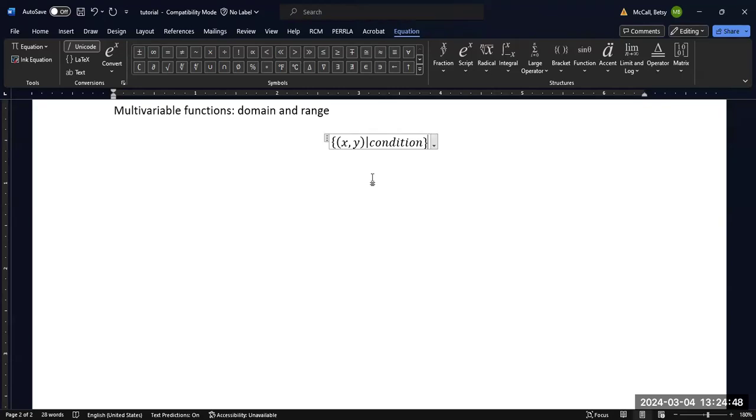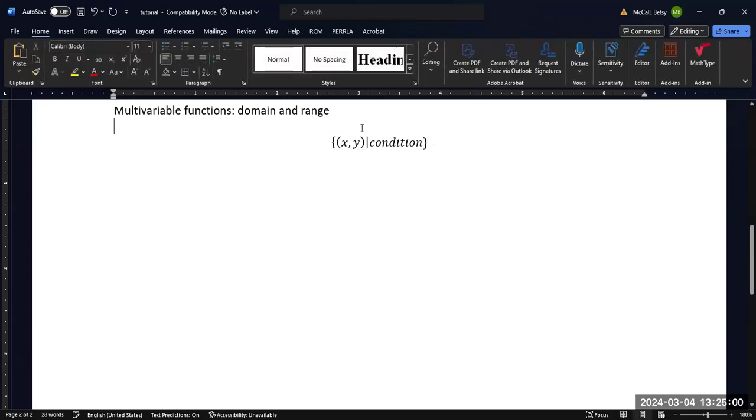If there are multiple conditions, maybe a condition on x and a condition on y separately, you would simply list them in combination in this statement. So this would be our domain. Now, fortunately, the range is still only producing a single output, so this can be expressed in interval notation, since there's only one variable that we have to deal with.